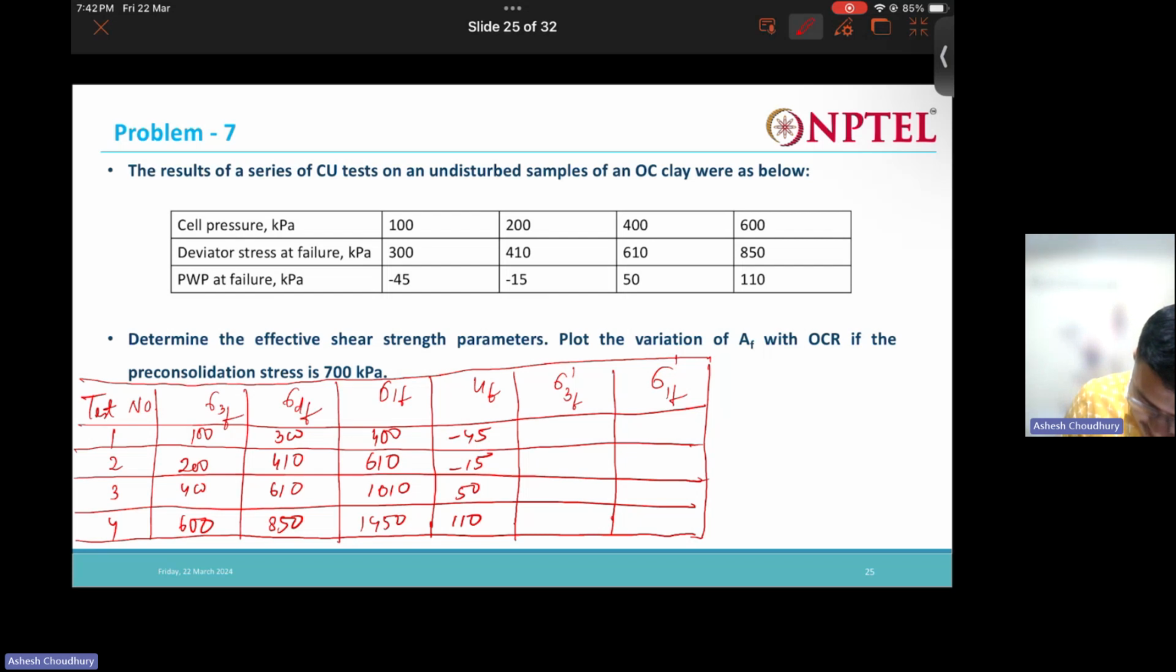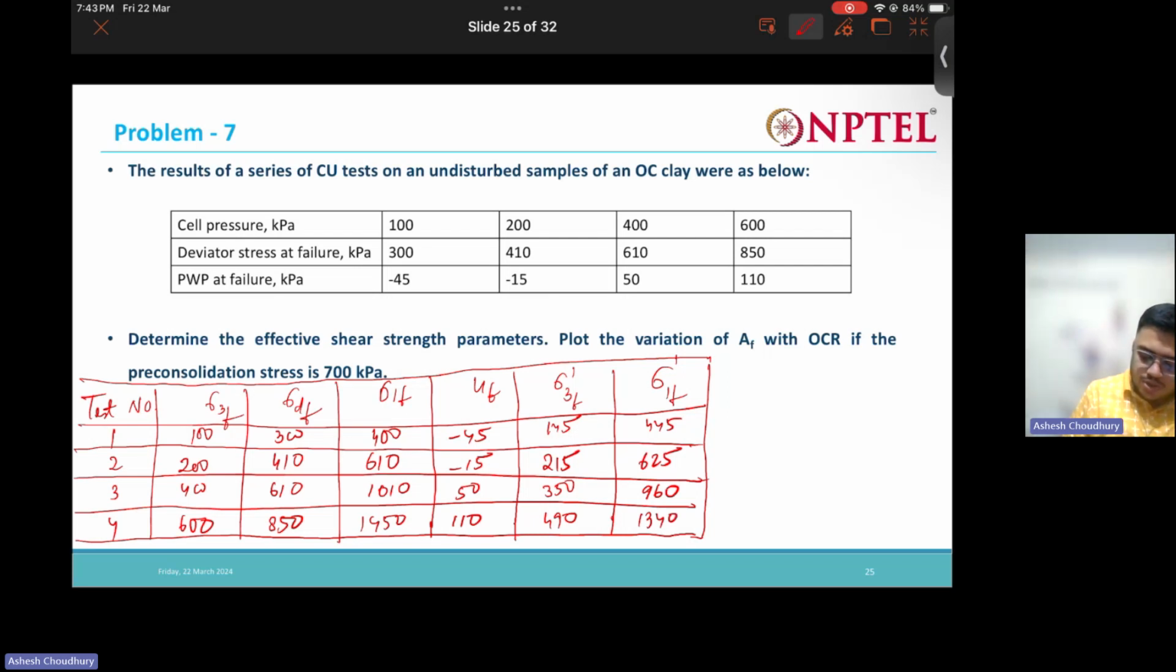Okay, sigma 3f prime: 100 minus of minus 45, 200 minus of minus 15, 400 minus 50, and 600 minus 110. Similarly, sigma 1f prime: 400 minus of minus 45, 610 minus of minus 15, 1010 minus 50, 1450 minus 110. So this is what we get.